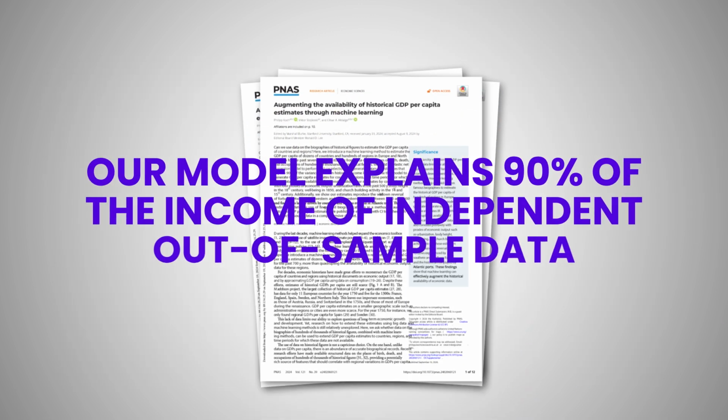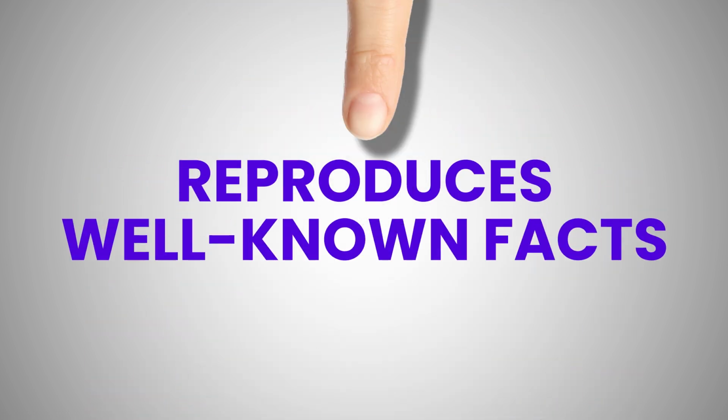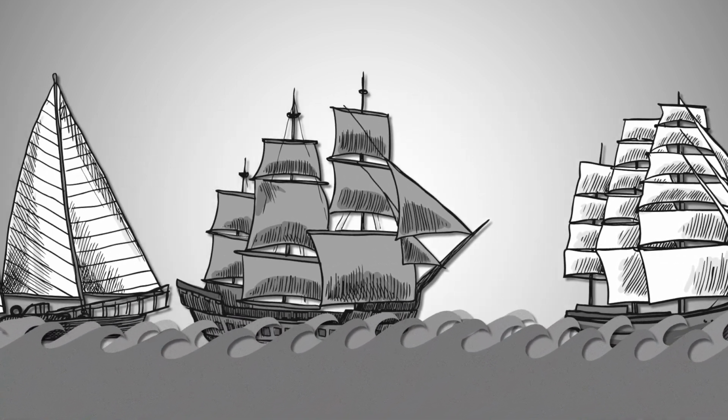Our model explains 90% of the income of an independent out-of-sample data and reproduces well-known facts, such as the role played by Atlantic trade in the development of Western Europe.